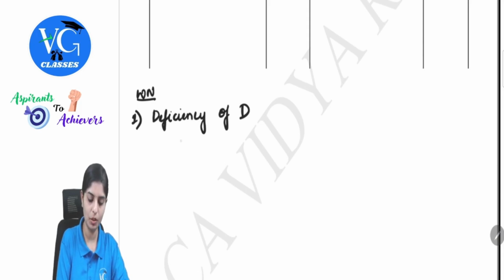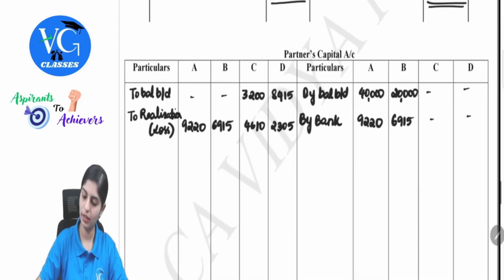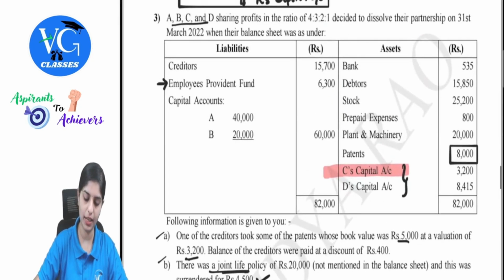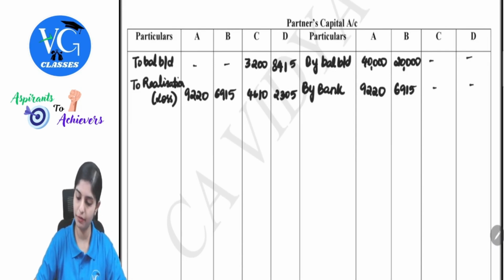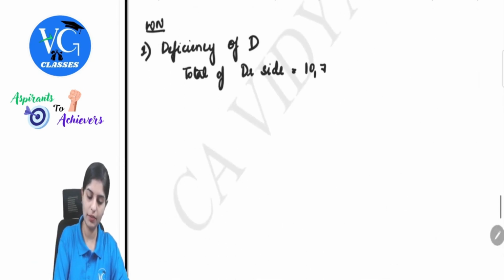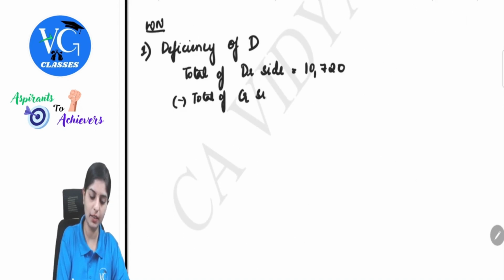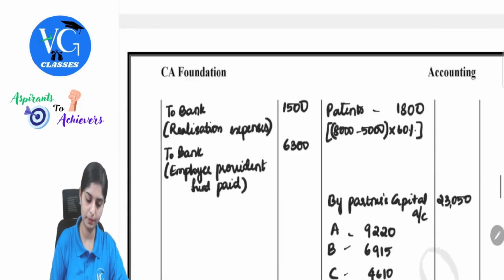Deficiency of D. So total of debit side, 8415. Let me write this properly. 8415 plus 2305 is 10,720, minus total of credit side, which is 0.